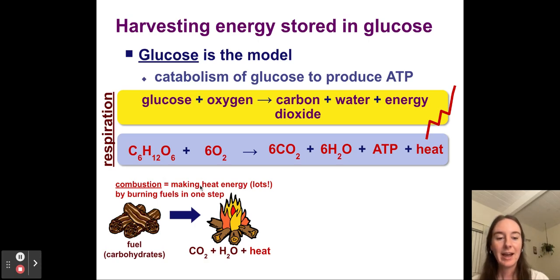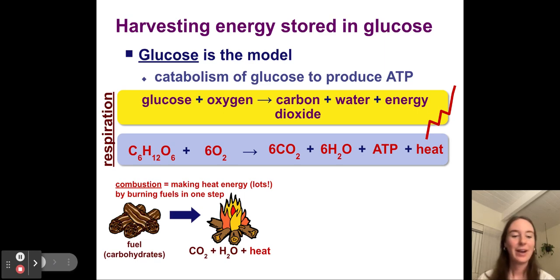So this is how we can make heat energy by burning fuels in just one step. Remember, when we're burning wood, we're taking parts of a plant. We're taking molecules, these carbohydrates that are built into the wood, right? That are actually making up the wood. And you can burn it, right? Using some oxygen. This is called combustion. So the fire wouldn't go without some oxygen. And you're going to generate some heat.